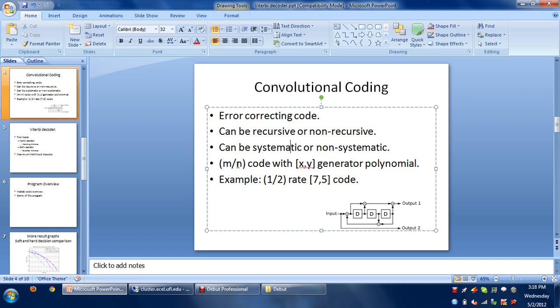The convolution code is represented by an m by n code with a generator polynomial, meaning that m by n is the data rate. For every m bits of input, there are n bits of output, followed by the generator code, which is the bit symbol by which the output is generated. In this case, we can see that output is generated for 101 followed by 011 for output 2.